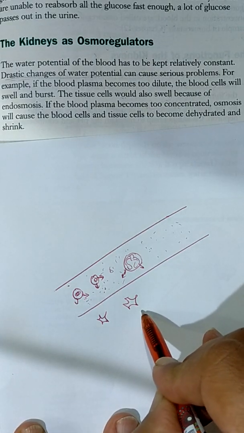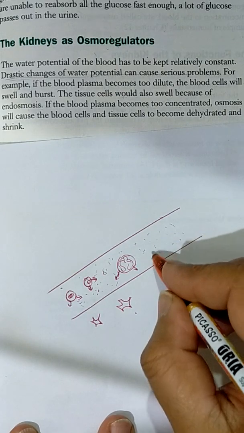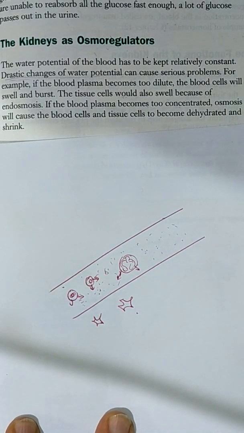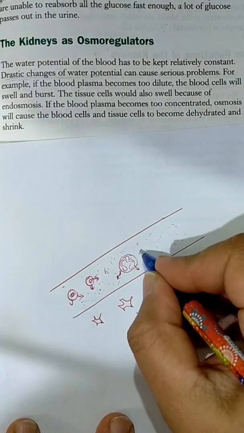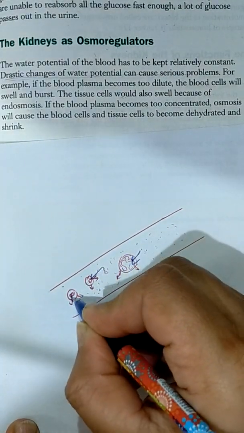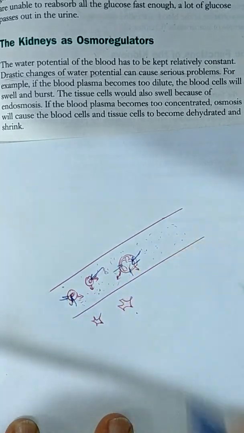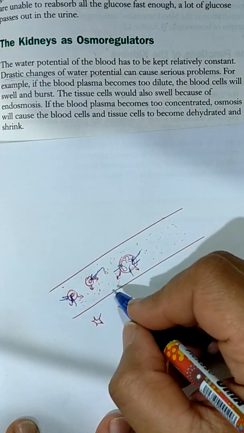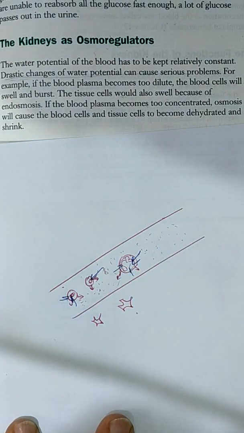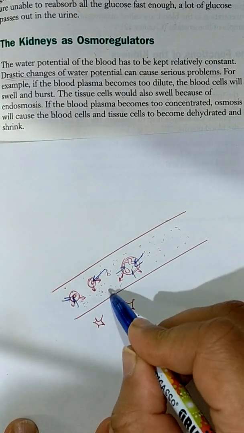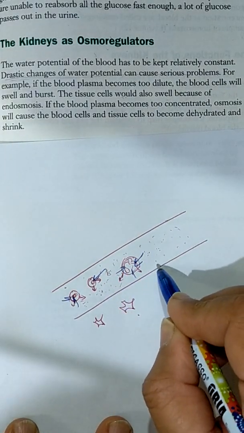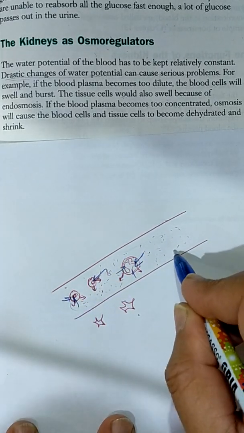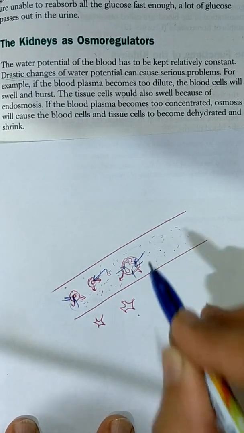The second condition can be if the amount of water has increased in the blood. In that condition, water will start entering the blood cells. As you already know, these are animal cells, they don't have any cell wall. So when water enters these cells, they will burst and will again not perform their function. So it's very important to maintain water potential and solute levels in the blood so our body can work properly, and this role is performed by the kidney.